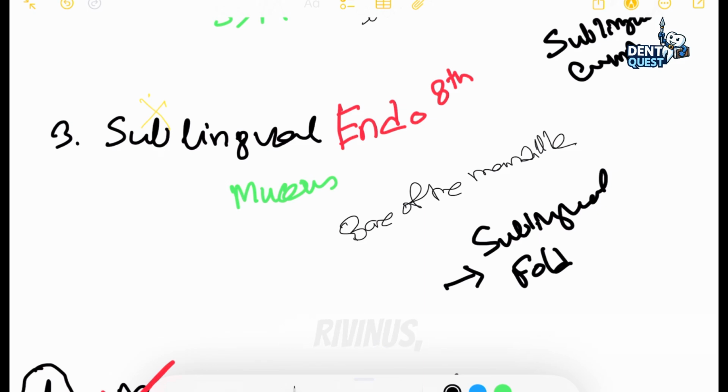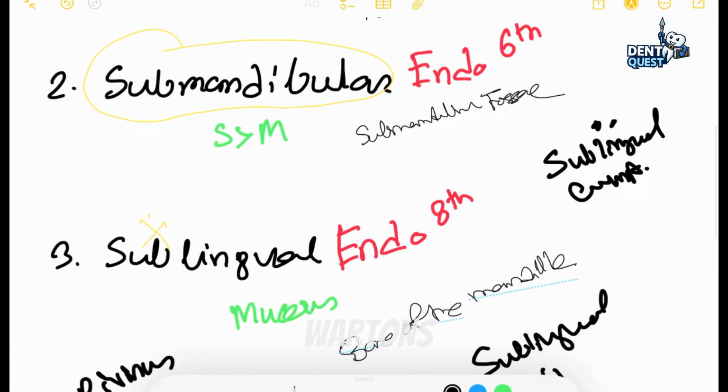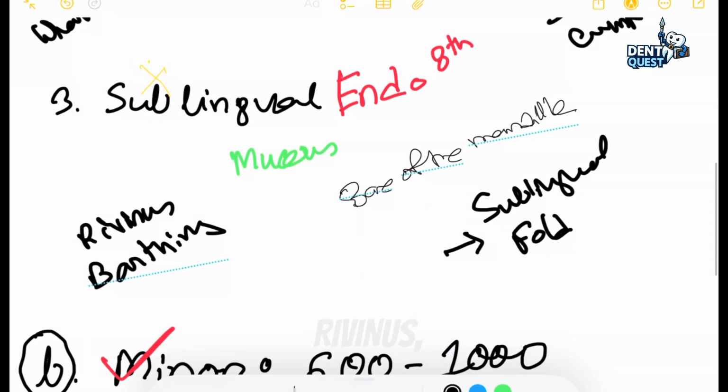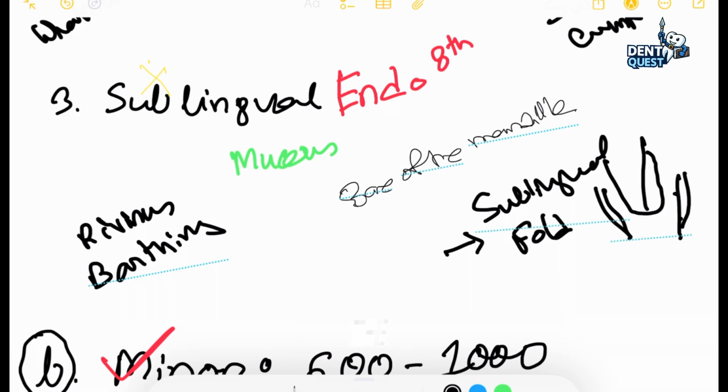The duct of Rivinus and the duct of Bartholin are the ducts of the sublingual gland, and the duct of Wharton is the duct of the submandibular gland. The ducts of Rivinus are 8 to 20 in number. They arise directly from the sublingual gland and individually open into the floor of the mouth along the sublingual fold. Imagine this is the tongue when you raise it, and this is the sublingual fold. They open there.